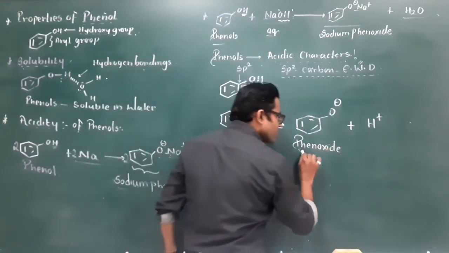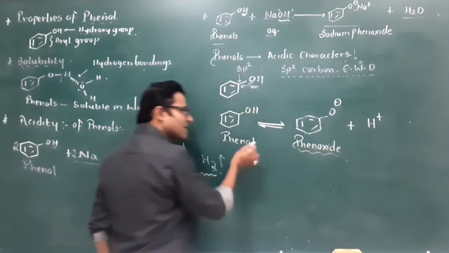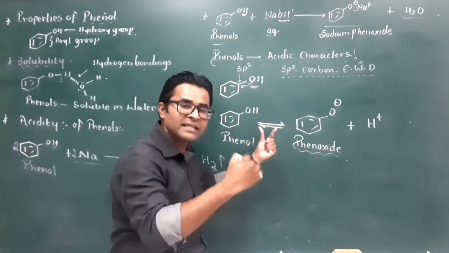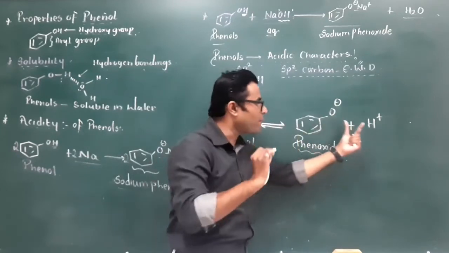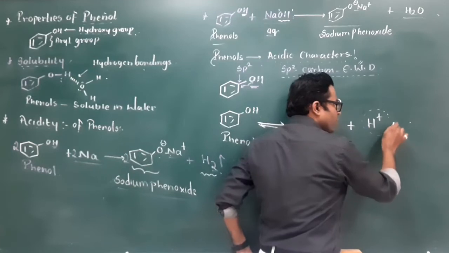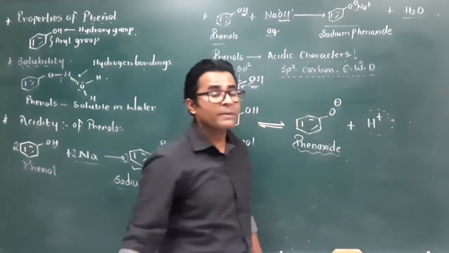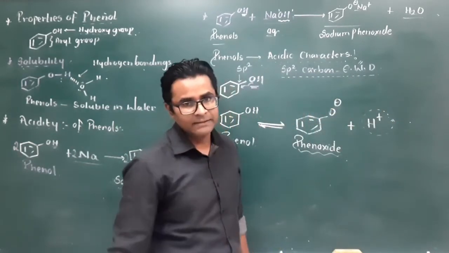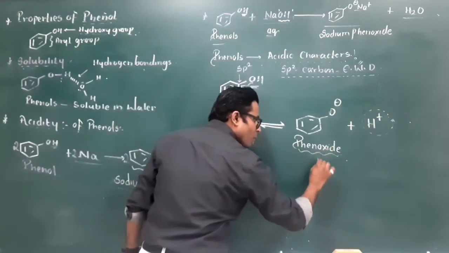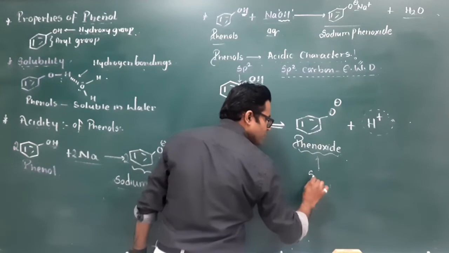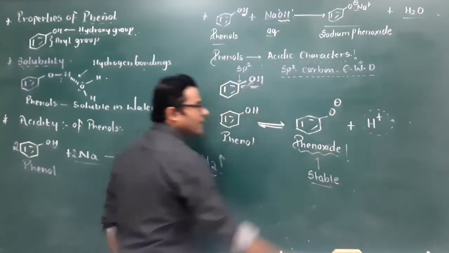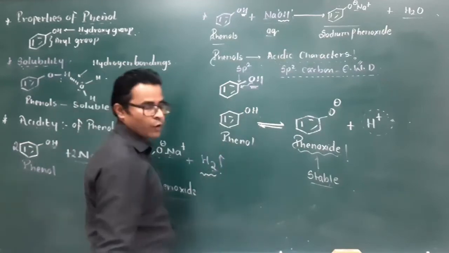Now, as this phenoxide ion is more stable than the phenol itself, it tends to give out hydrogen in the form of protons. Because of the presence of H+, the solution tends to become acidic. Right? So therefore, we'll observe now what is the condition for the stability. How come this particular phenoxide ion is more stable than the phenol? Right?